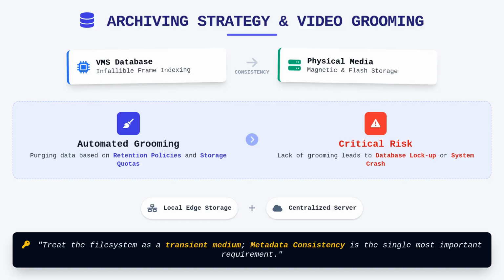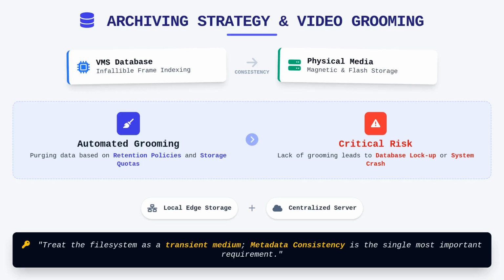Database management and video grooming are the operational heartbeat of a stable archiving strategy. It is not sufficient to simply move files from one disk to another. The VMS database must maintain an infallible index of every frame, regardless of its physical location on the magnetic or flash media. When we discuss grooming, we refer to the automated process of purging or archiving data when it conflicts with retention policies or storage quotas. If your system is not configured to groom old data predictably, you risk a database lockup or an ungraceful system crash when the primary storage volume reaches actual capacity.